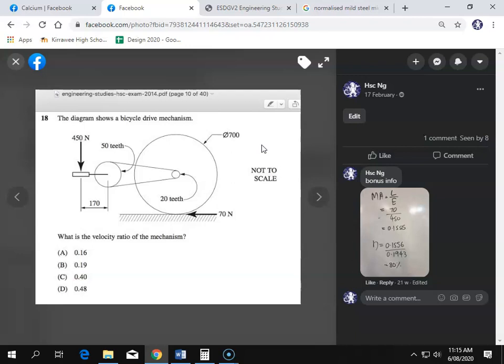Yeah, the effort is where the human or the machine puts in work, right? So it's at the pedal, or it's where it connects to the human, or it connects to the motor. Whoever's doing the work is the effort. The load is the other part, the thing that's being lifted or moved. In this case, what's being moved is the wheel.